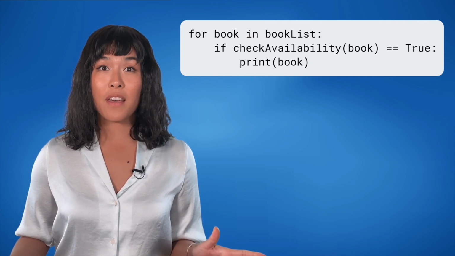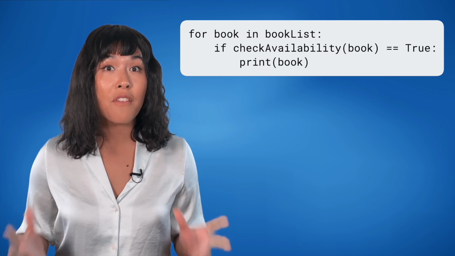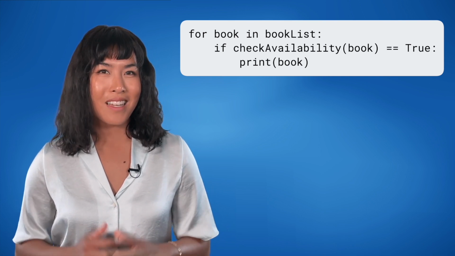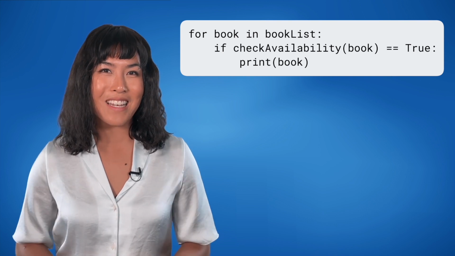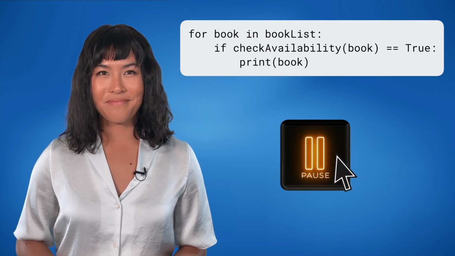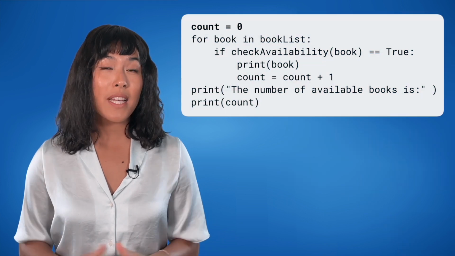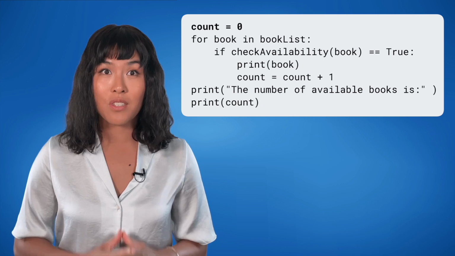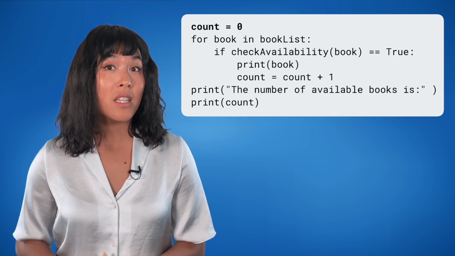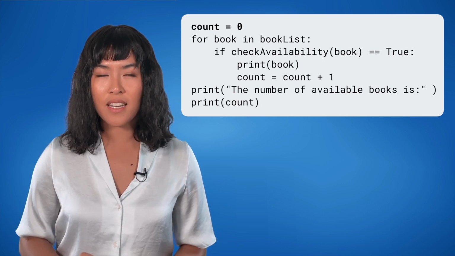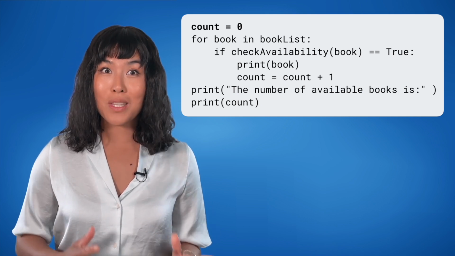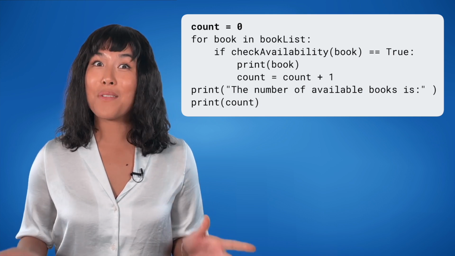How could we modify this to have a count of all of the books that are available and print it to the screen? Give this a try in your guided notes. Here is how we can keep a count of all of the books. First, we initialize the count to 0. Then, whenever a book is available, we not only print it, but we add 1 to our counter variable. Then, when the loop is complete, we print out our count variable.